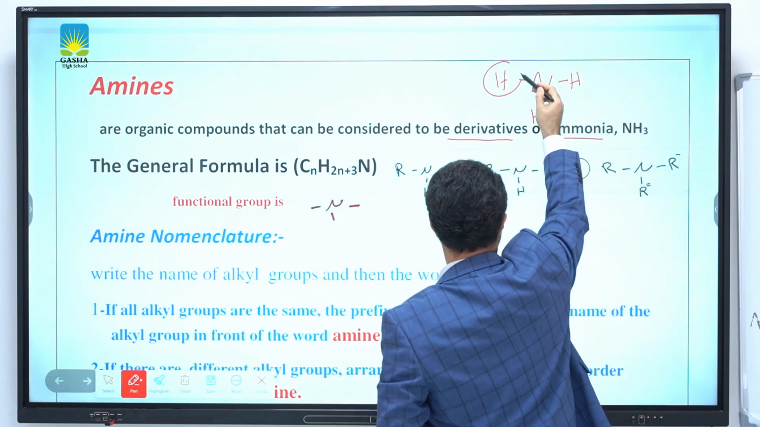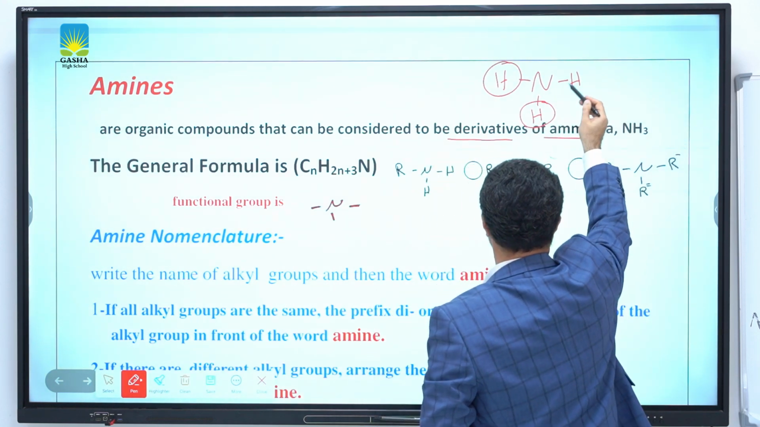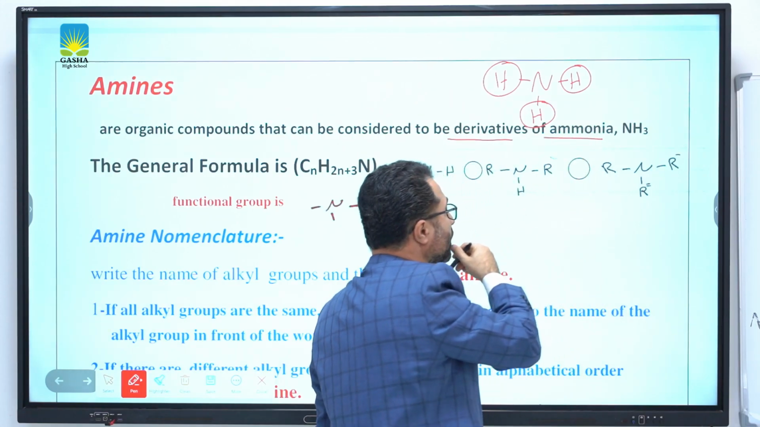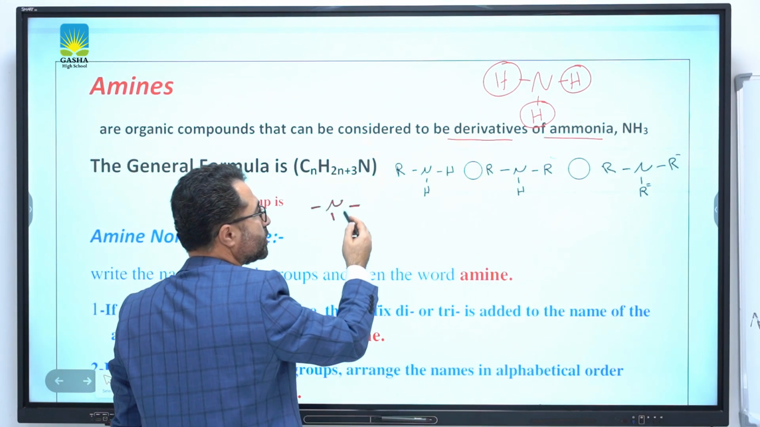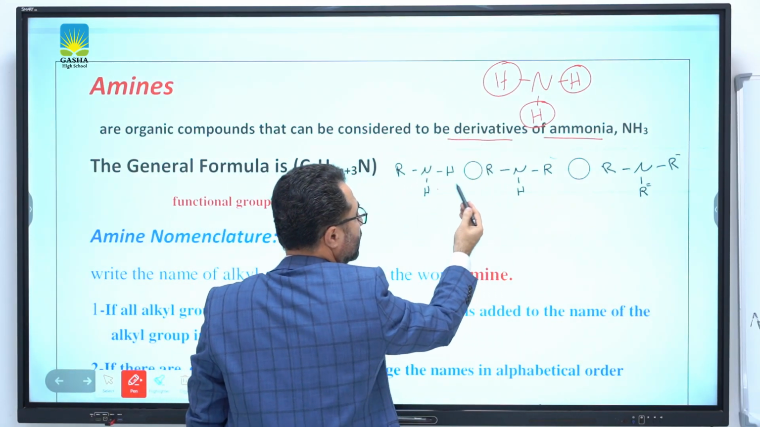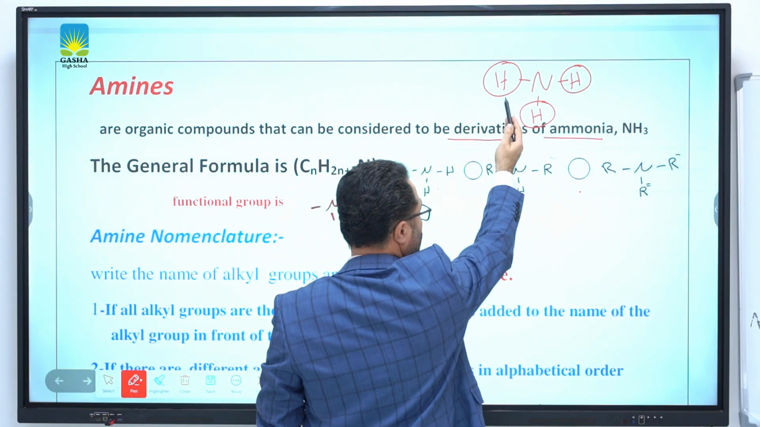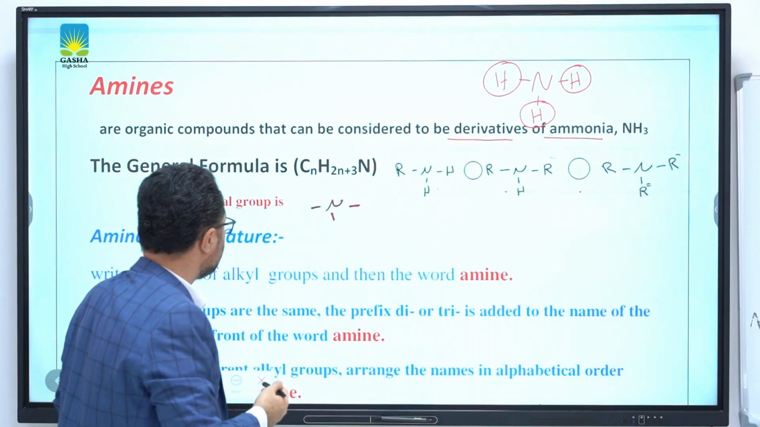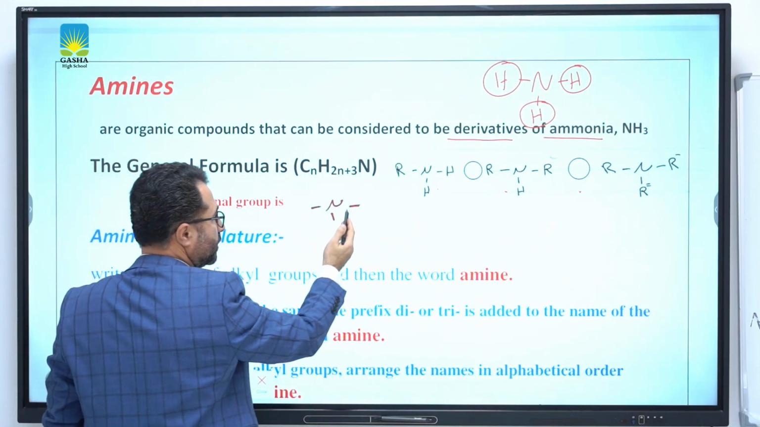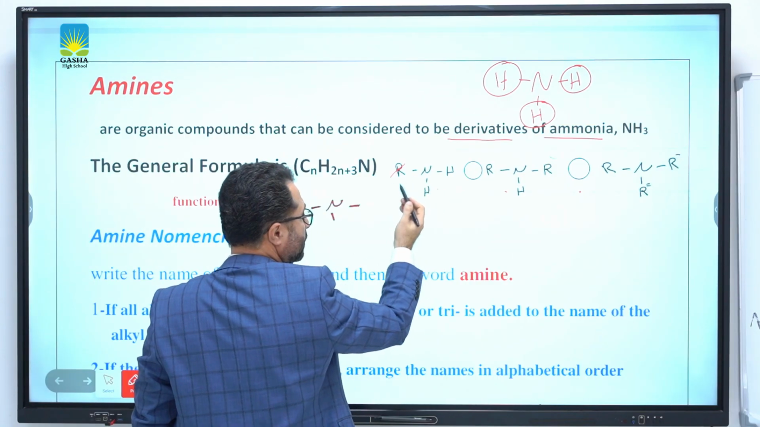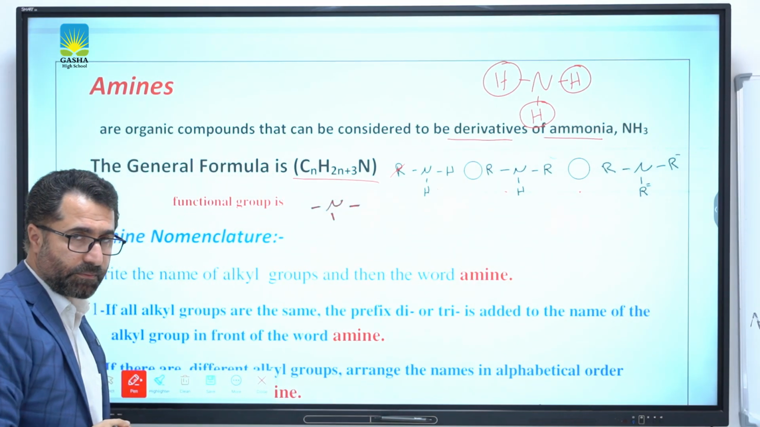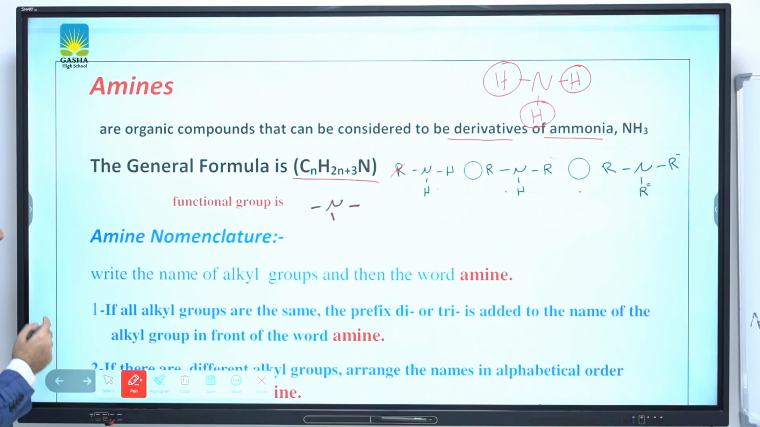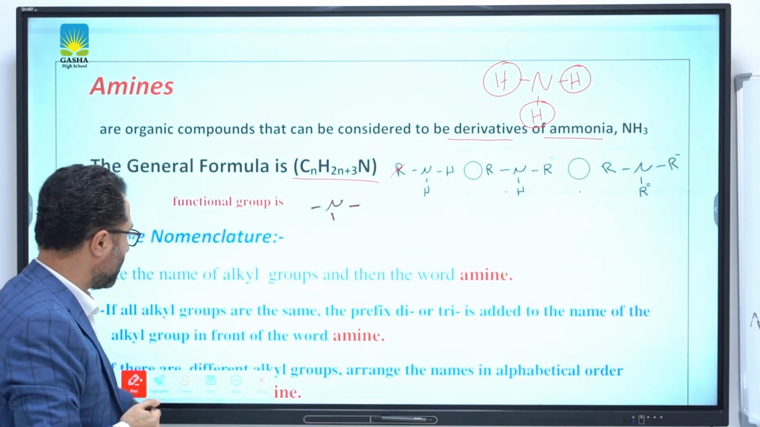When you replace 1 or 2 or all hydrogens by an alkyl group or R, it will be an amine. So from ammonia, it's an amine. The functional group is what? Remove the R's, it will be N. So N is the functional group. The general molecular formula is CnH2n plus 3 N. Plus 3, be careful, N.